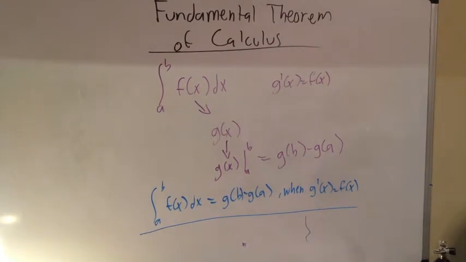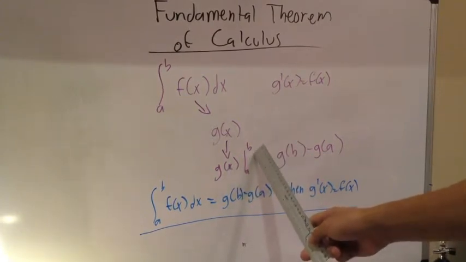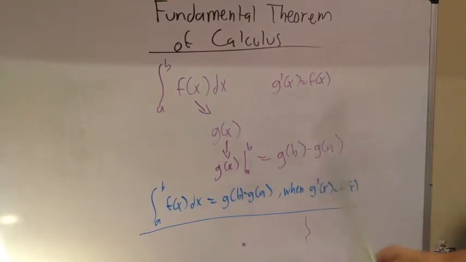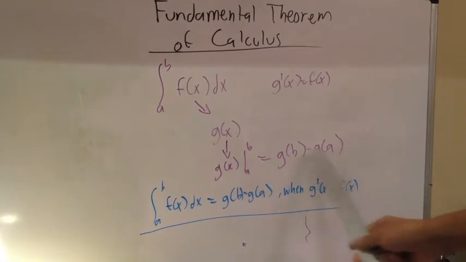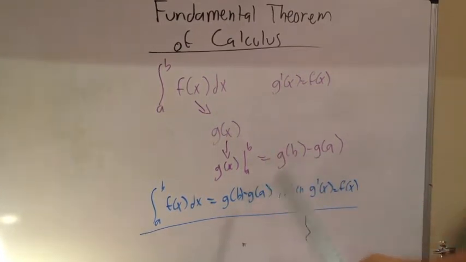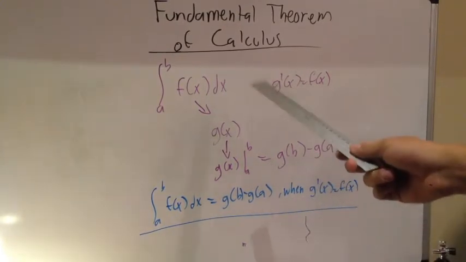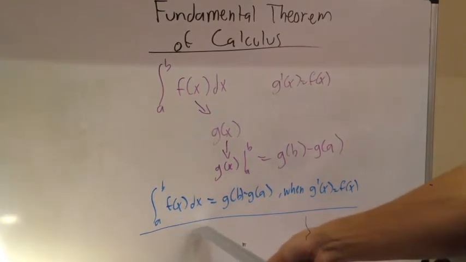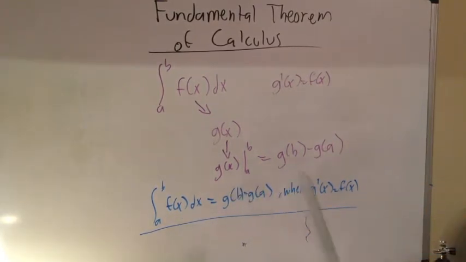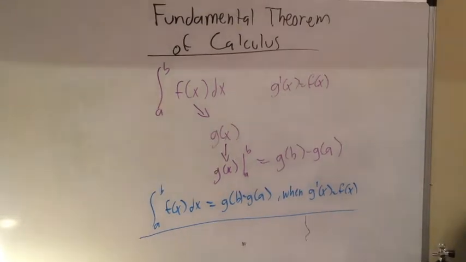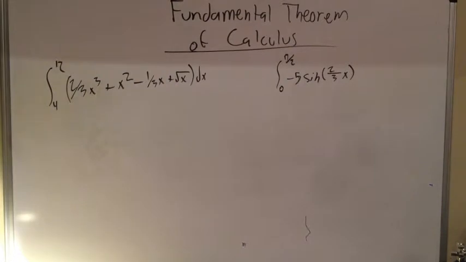What you need to do next is find g of b, the upper bound of the interval you're evaluating, minus g of a, the lower bound of the interval you're evaluating. This value will give you the value of your definite integral. So this pretty much sums it up. The definite integral from a to b of f of x equals g of b minus g of a when g prime of x equals f of x.